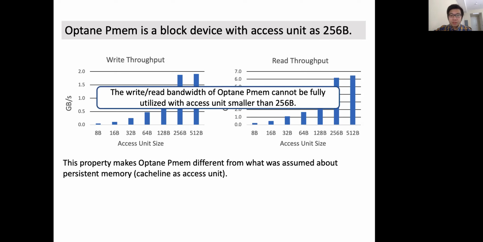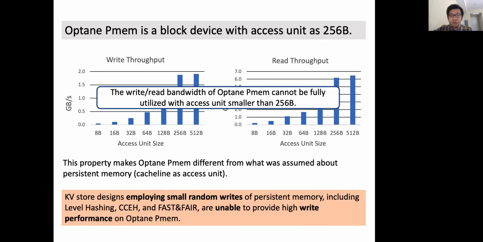This property makes Optane Pmem different from what was assumed about persistent memory, that accessing data in cache line size is efficient. Therefore, key value store designs for persistent memory that employ small random writes, like Level Hashing, CCEH, and FAST and FAIR, are unable to provide high write performance on Optane Pmem.